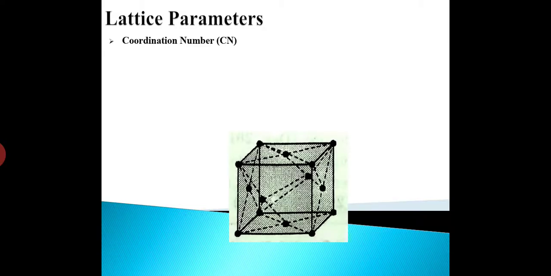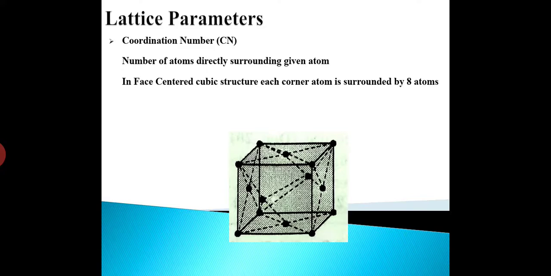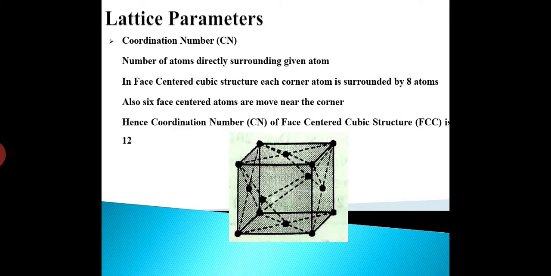In the third case, for the FCC structure, there are a total of 8 atoms at the corners and 6 atoms at the faces, so 14 atoms in total. We use the same trick. One atom is considered the central atom, as there is no central atom present, and one atom is very far away. Minus these 2 atoms, we get 12 as the coordination number for the FCC structure.